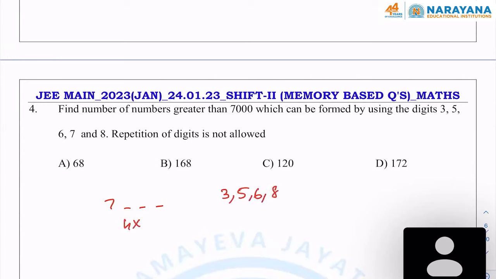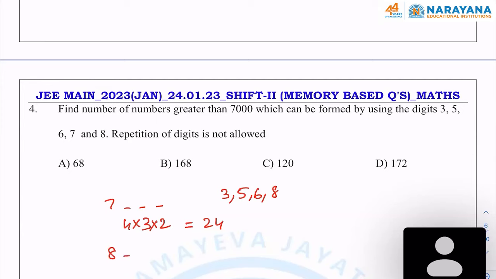Next digit, this can be filled with the remaining 3 numbers because here repetition is not allowed. Once we are using 5, in the next digit we can't use 5. So 4 into 3 into 2. Okay, the last digit can be filled in 2 ways. So here how many numbers are we getting? 24.